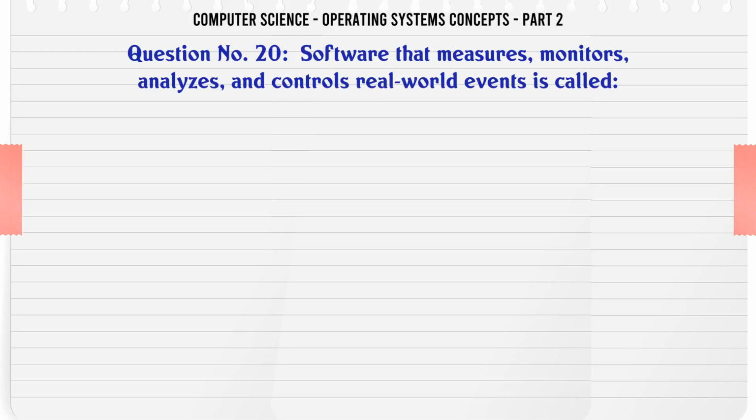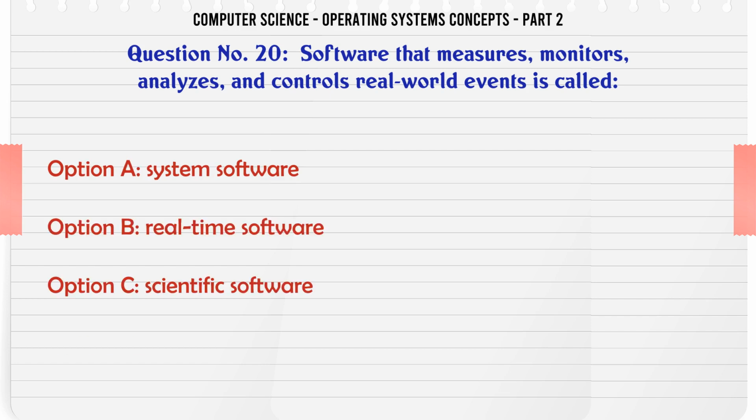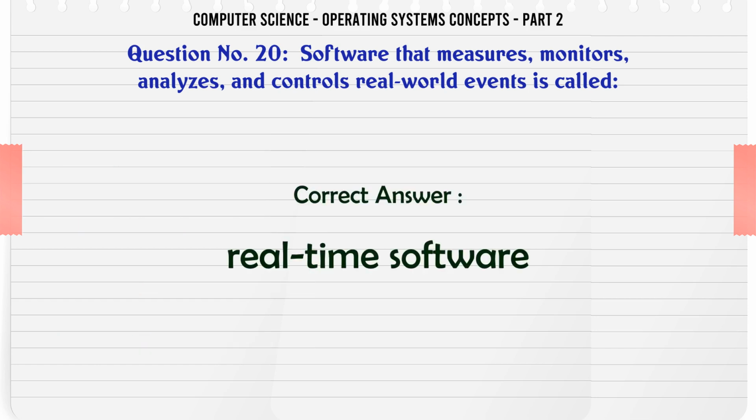Software that measures, monitors, analyzes, and controls real-world events is called A. system software. B. real-time software. C. scientific software. D. business software. The correct answer is real-time software.